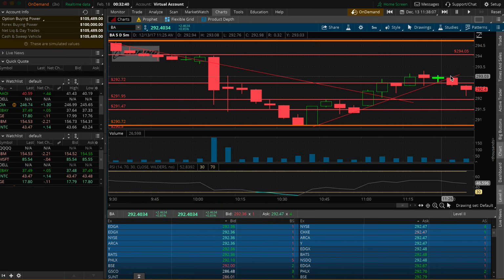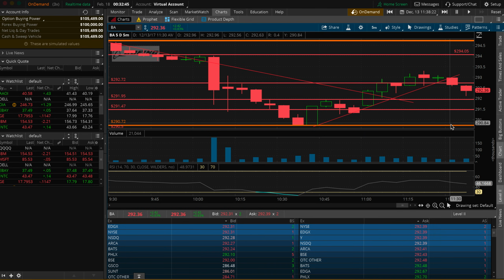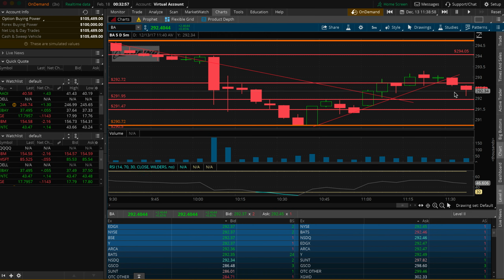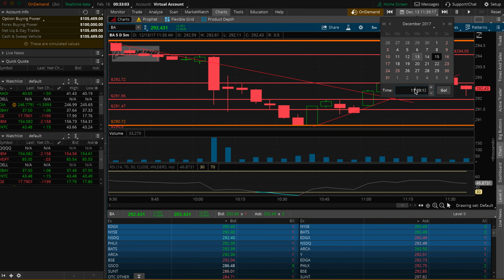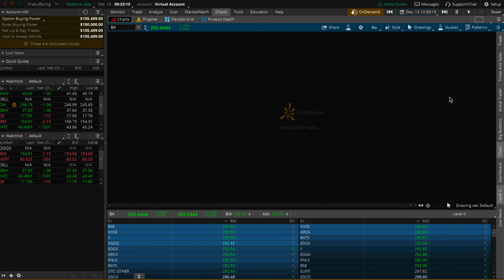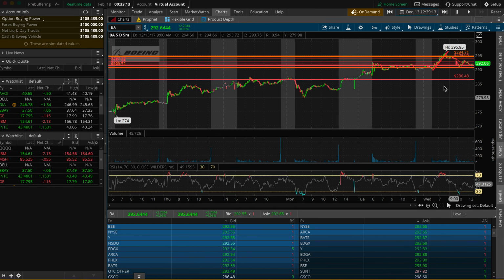Now this looks like it might start consolidating, as there's not that far down to the major support, and there's not that far up to the major resistance. So it looks like it's going to stay in this area, or it might go up, it might go down. Let's see. Let's go to 12.